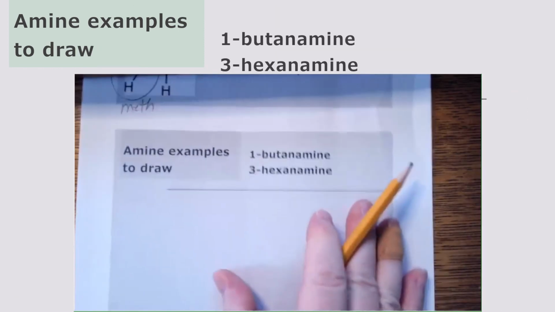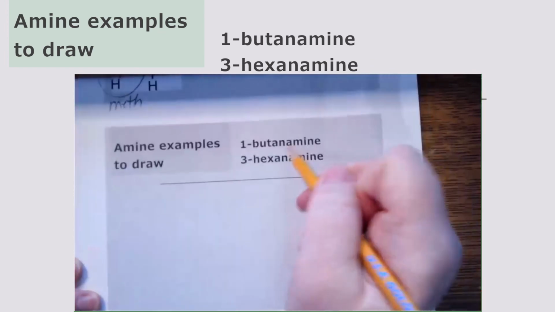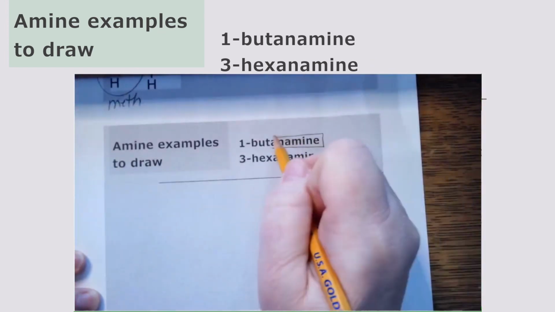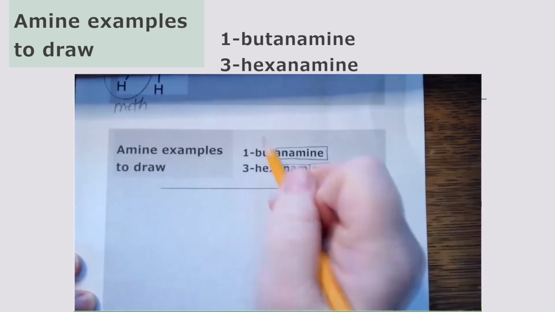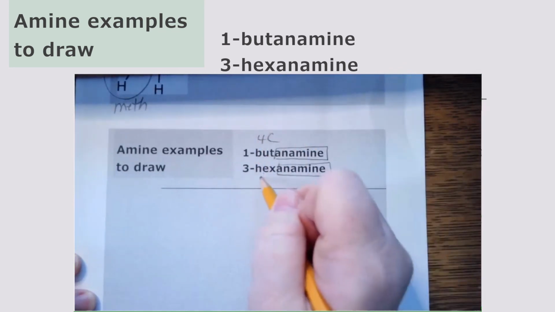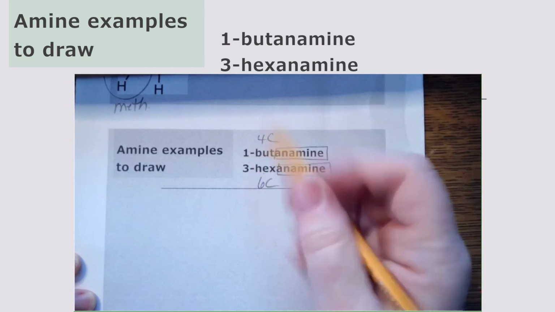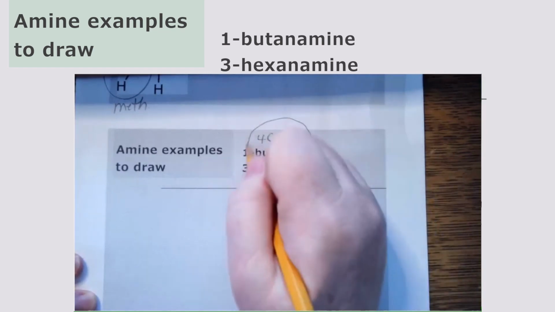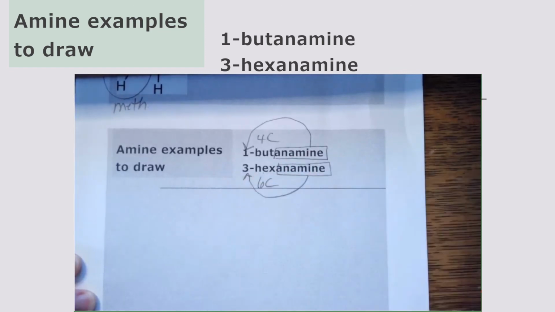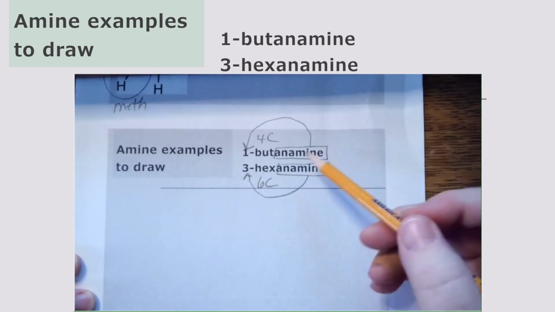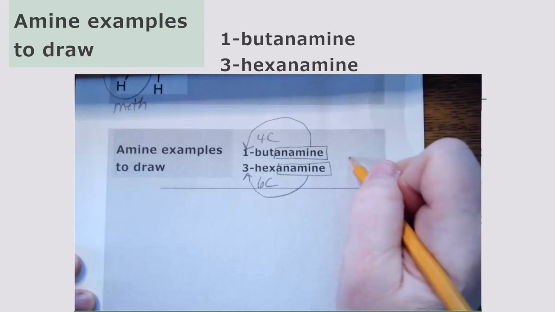Okay, so now we're going to draw some. Ready? How can I tell it's an amine? It literally says amine at the end, right? But means 4 C's. Hex means 6 C's. This means the functional group is on carbon number 1. The functional group is on carbon number 3. Okay, what is the functional group for an amine?